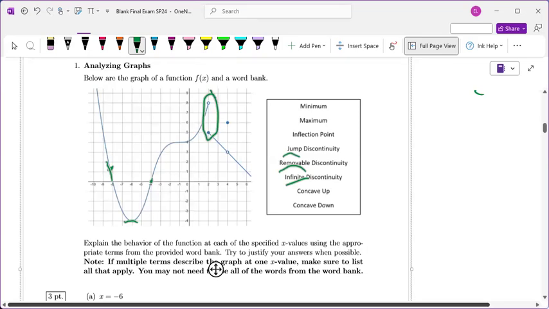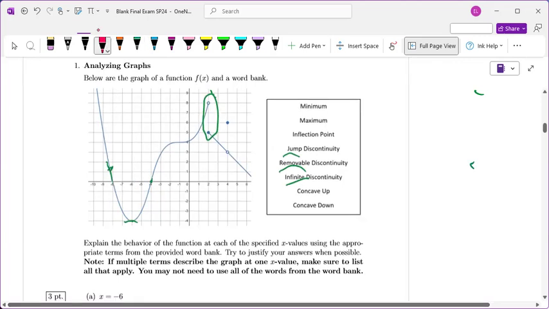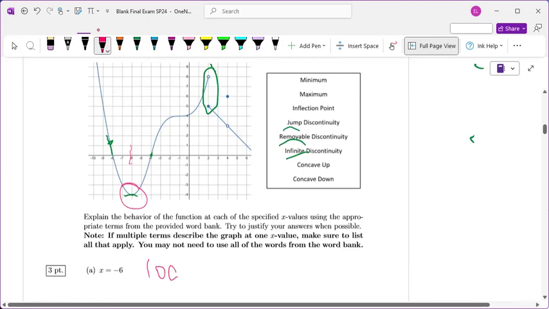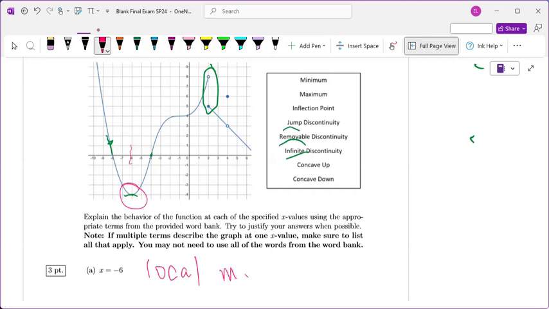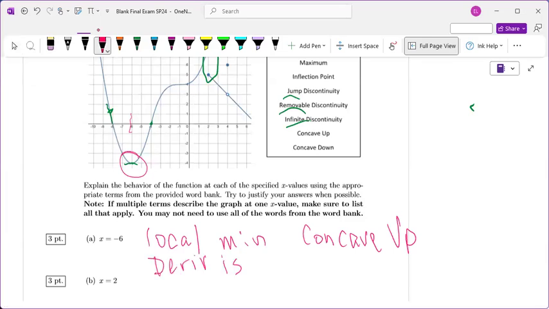But if we look at x equals -6, that is a local minimum. And the concavity there would be concave up. The derivative there is 0. And it's continuous, so it doesn't match any of the discontinuity stuff.